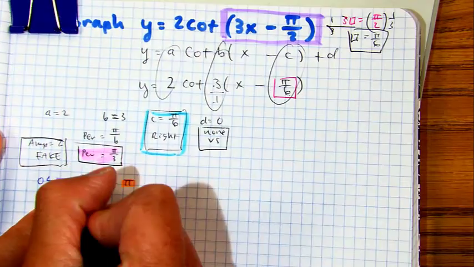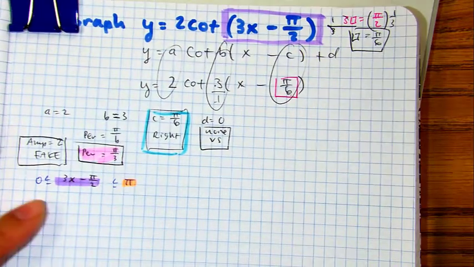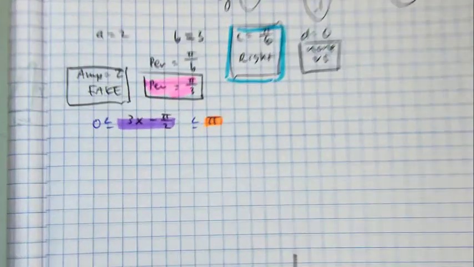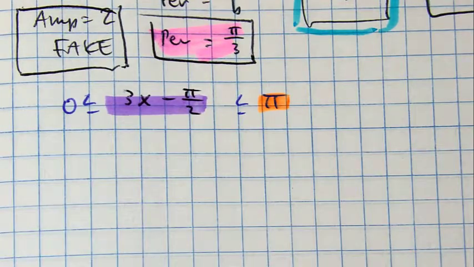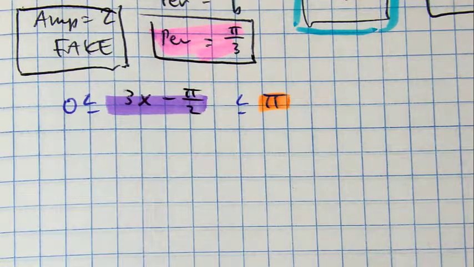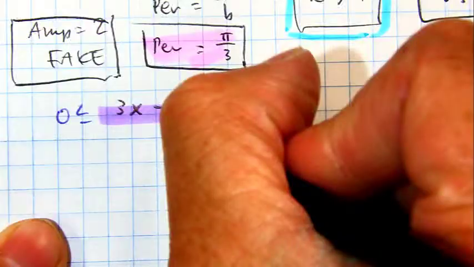If I put this in here, this inequality is going to tell us. Here's a classic mistake. Class, should I divide by 3 or add pi over 2? Add pi. You're doing PEMDAS backwards when you're solving, right? So I'm going to add pi over 2.